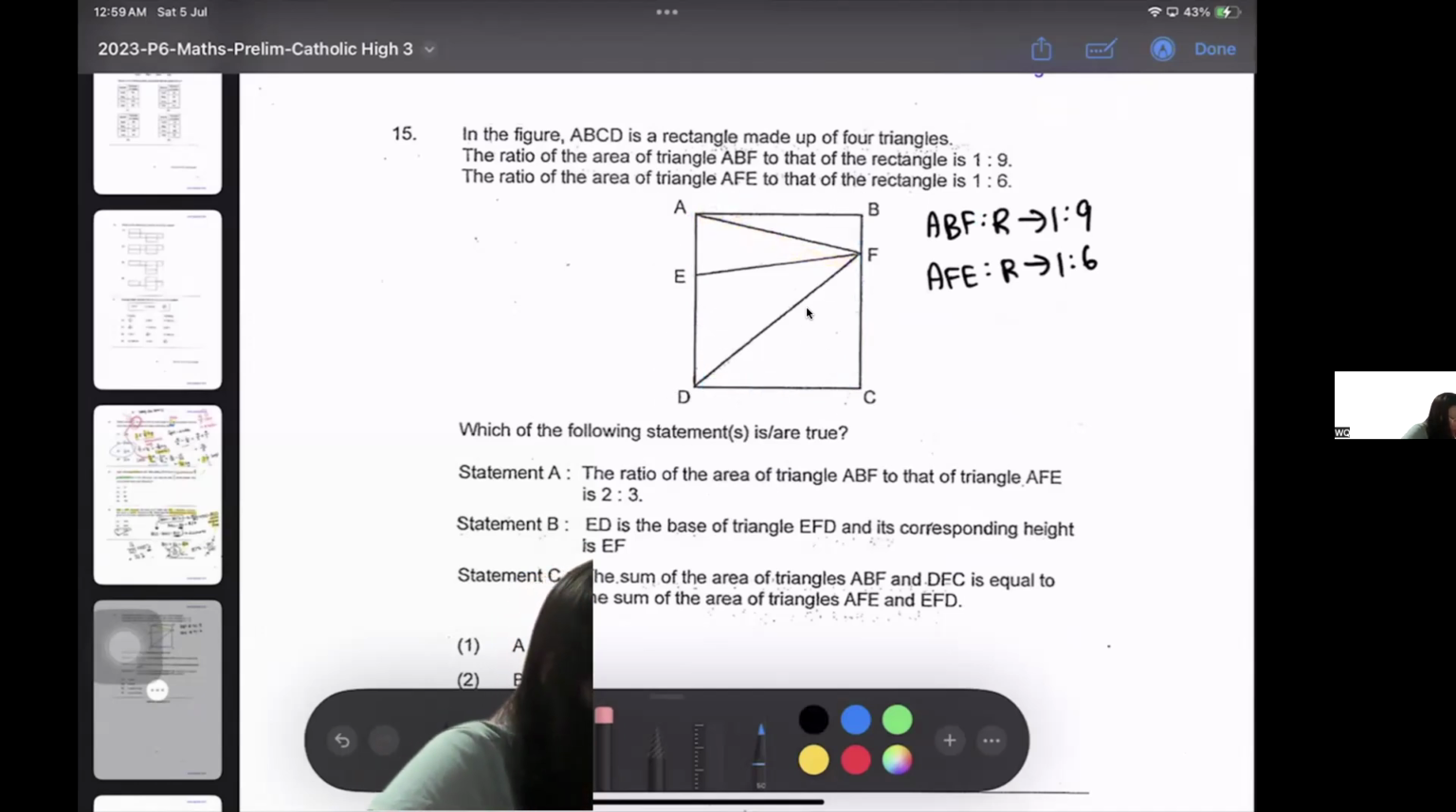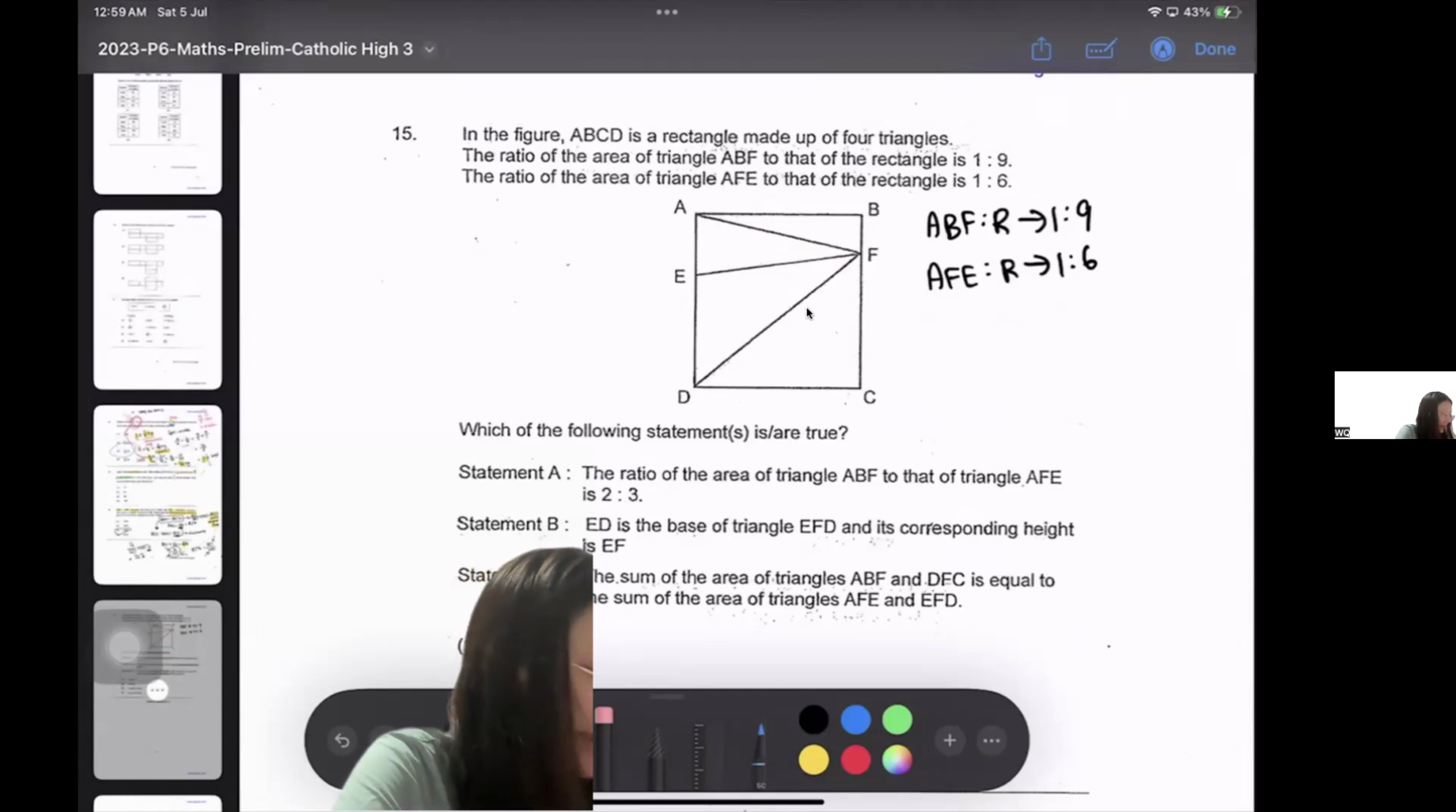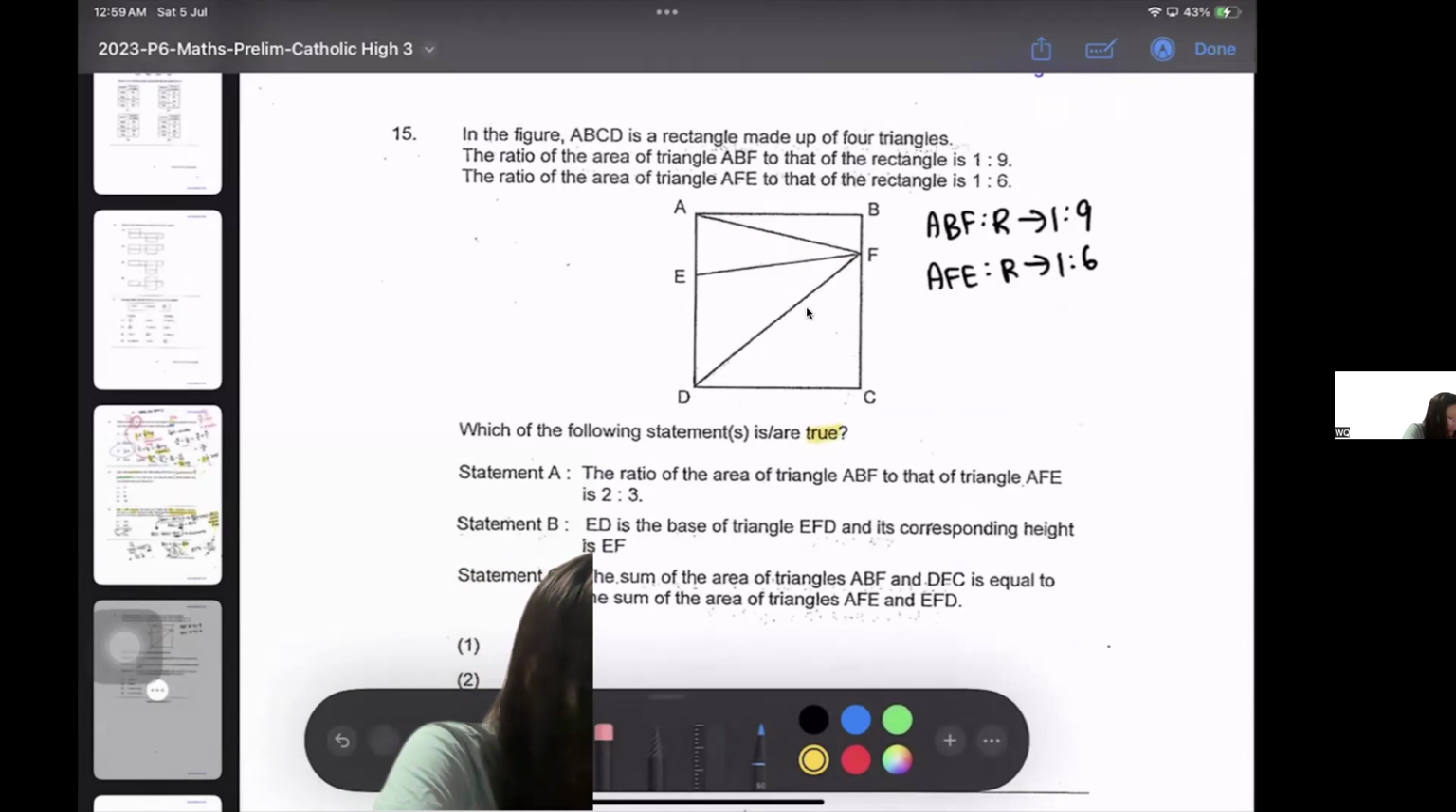Okay, so now we need to look at 3 different statements. The first statement is the ratio of triangle. Okay, you need to see which one is true, okay? Let's just highlight that. Which one is true? The first one, the ratio of triangle ABF is to AFE is 2:3.